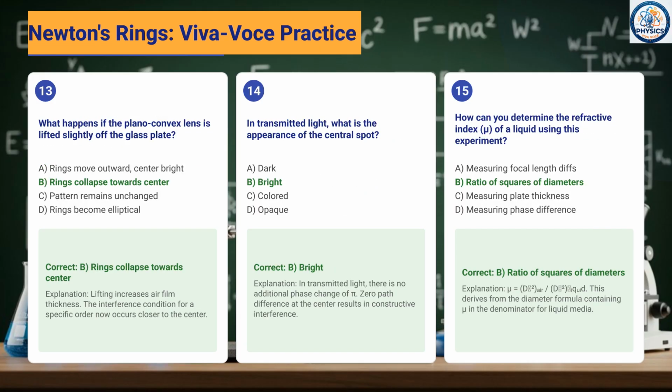We return to questions 13, 14, and 15, previously covered in scene 4. 13. Lifting the lens collapses the rings toward the center. 14. The central spot is bright in transmitted light. 15. The refractive index of a liquid is found using the ratio of the squares of diameters.